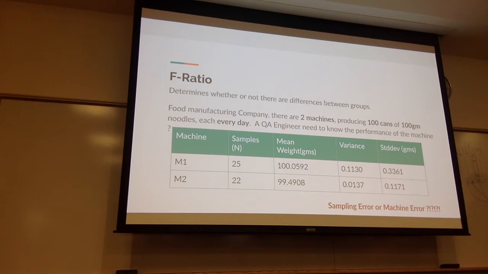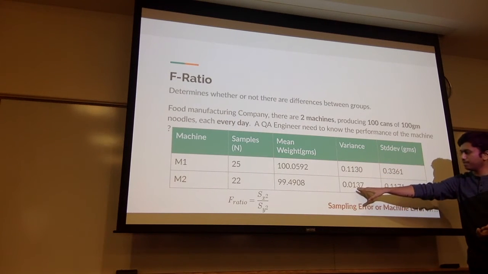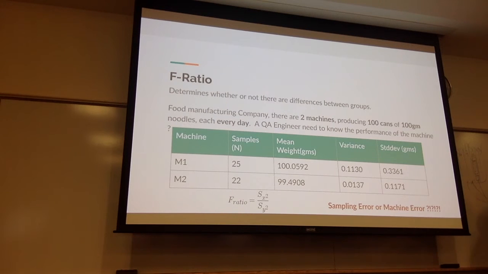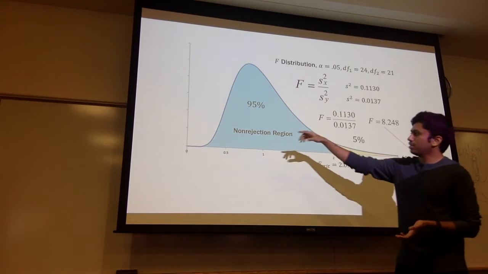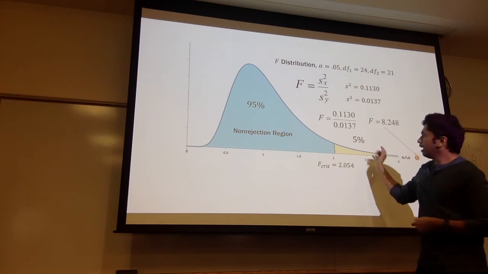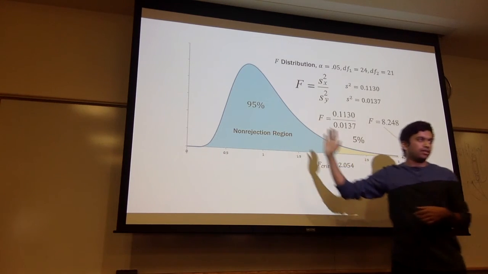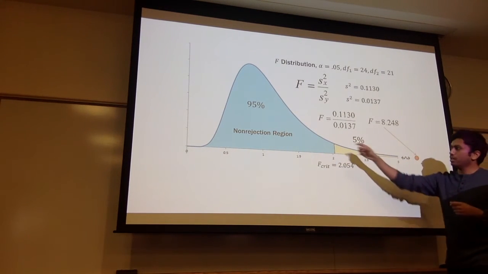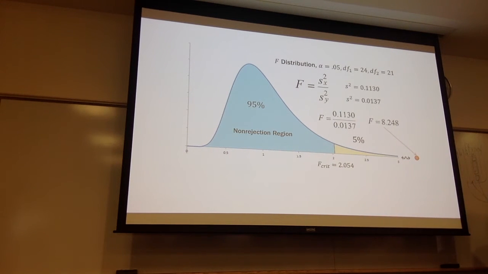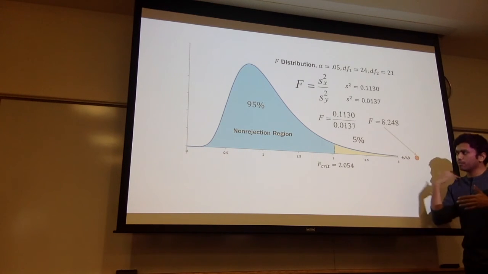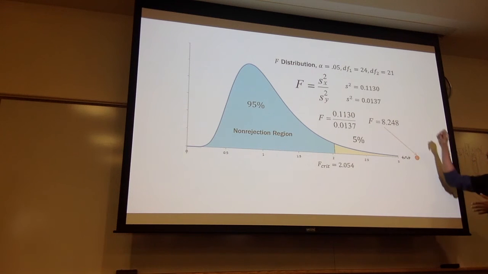Any questions regarding F ratio? How we calculate the F ratio is, we take the largest variance and divide it by the smallest variance. So we'll get a number. And this is the distribution plot. If we plot the distribution of the packets, we'll get a plot like this. And this is the 95% confidence region. If our F ratio belongs to this region, then both of the machines are working properly. The error was due to the sampling, the method of sampling used or the number of samples taken. But here, our F ratio is 8.2, which is far outside our non-rejection region.